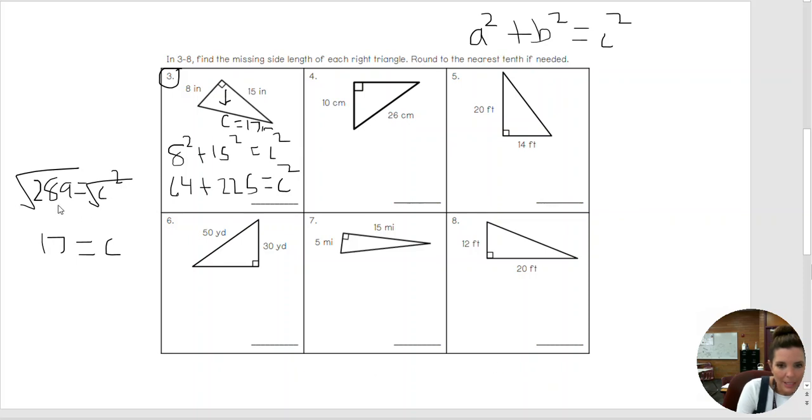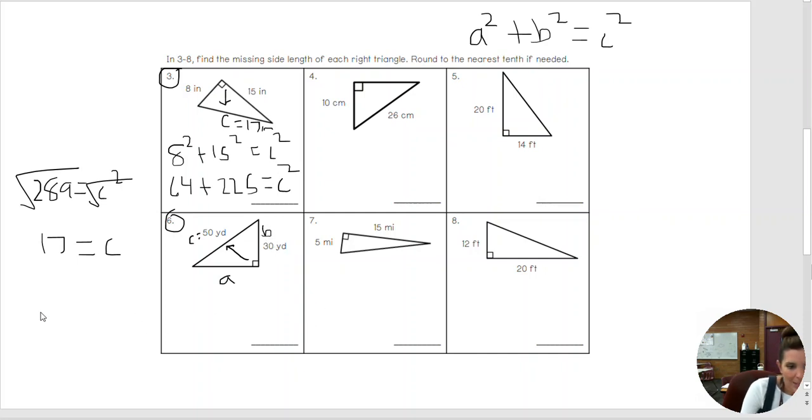Now let's also go ahead and do number 6. The thing you need to pay attention to on number 6 is that this time we know the side length directly across from the right angle. We know side C. So we're going to say side C is 50, side A we don't know, and side B is 30.